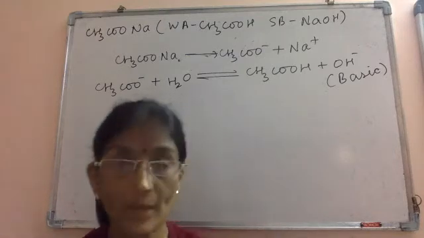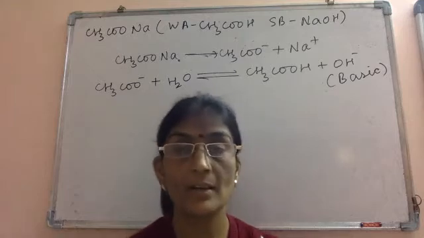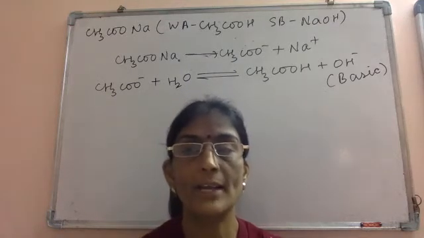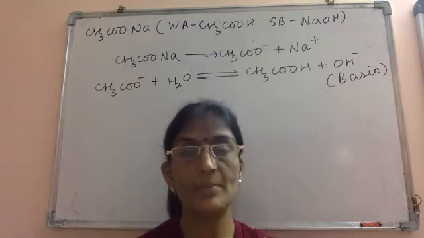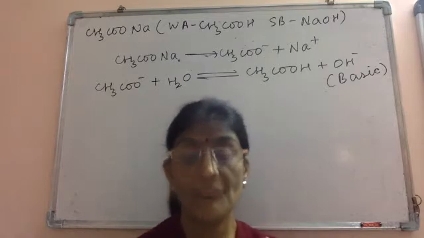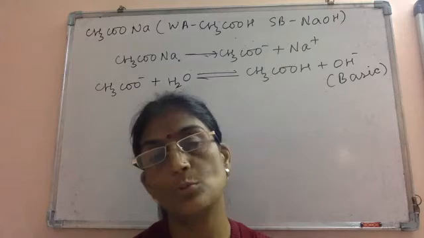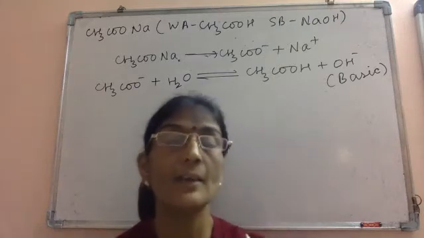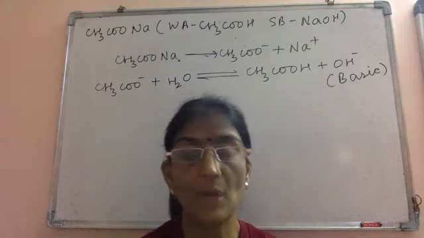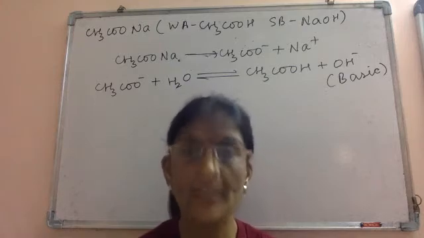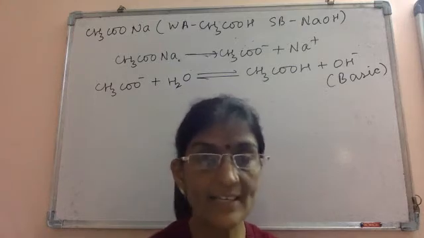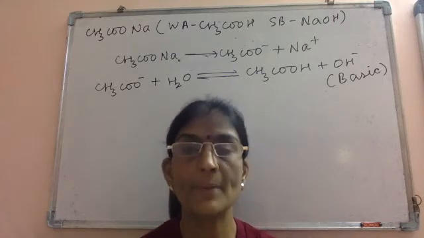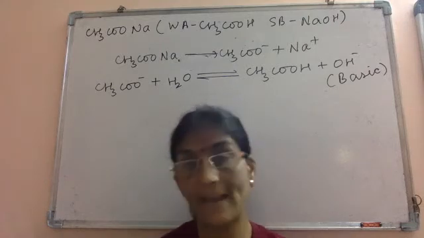So if we dissolve the sodium acetate salt in water, and then dip blue litmus paper in it, no change. If we dip red litmus paper, it will turn blue. Means the solution is basic. If we ask why it is basic: due to hydrolysis. Because of the hydrolysis of acetate ion, OH minus concentration increases and the solution is basic. This reaction we wrote is called the hydrolysis reaction.